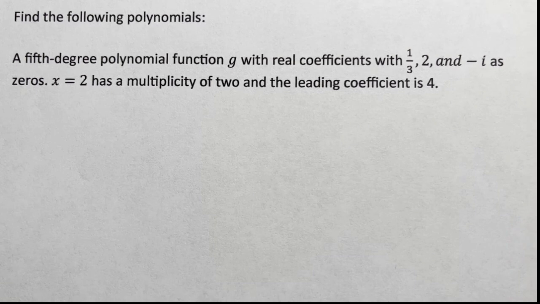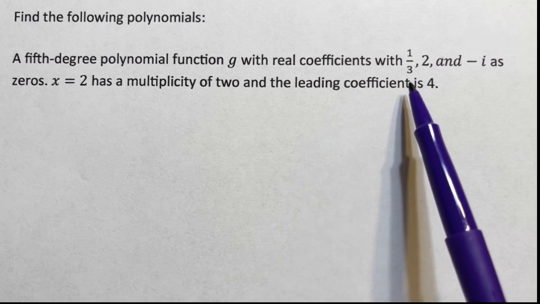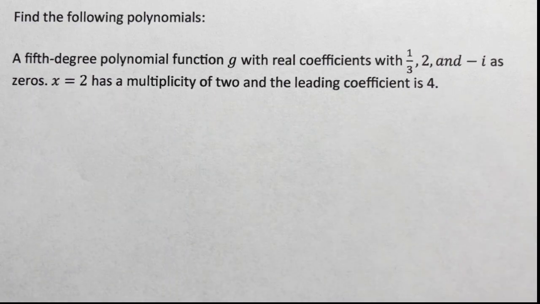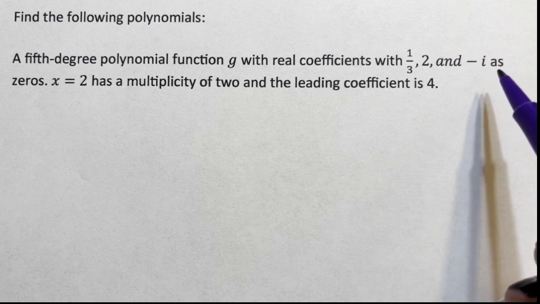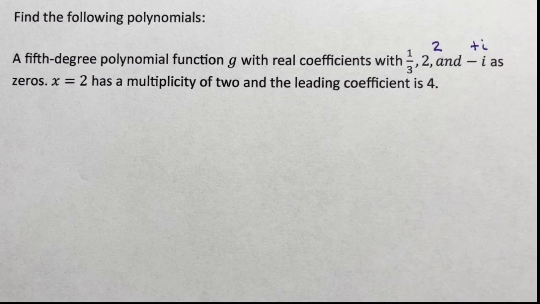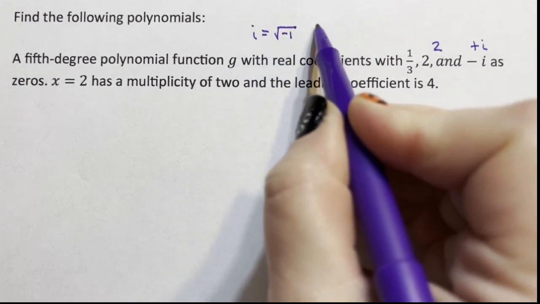This video says find a fifth degree polynomial function, g, with real coefficients with 1/3, 2, and negative i as zeros, and 2 has a multiplicity of 2. That means really, this is 3 of the zeros, but there's another 2 and there's a positive i as well, because complex roots always come in complex conjugates with the positive and the negative. I also want to note that i is equal to the square root of -1 and i squared is equal to -1.